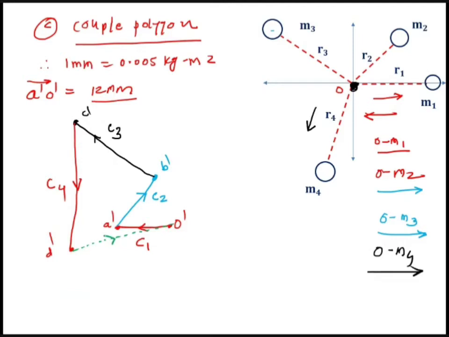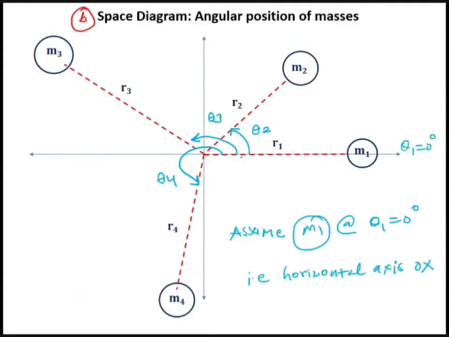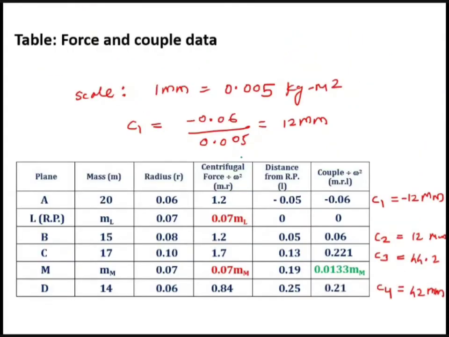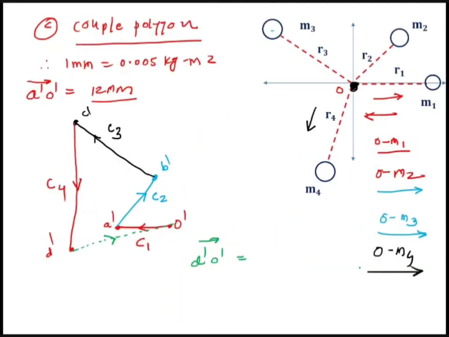What does this vector D dash O dash indicate? This vector O dash D dash indicates the remaining couple in the table. So I will move on to the table. What is the remaining couple in the table? The remaining couple is 0.0133 mm, which is equal to the balancing couple, and this already is couple due to the mass mm. So this is also called a balancing couple.